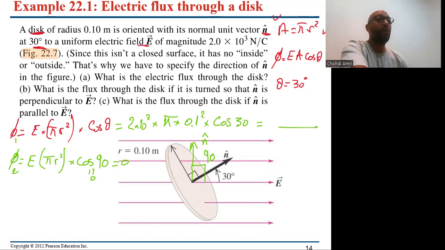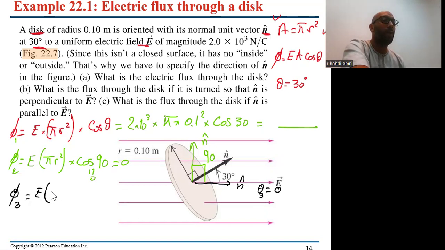Question C. In question C, he said, what is the electric flux through the disk if N is parallel? So the third case, N is parallel to the electric field. What's the angle between the electric field and the normal to the surface? In this case, theta 3 will be 0. Flux 3 is E multiplied by A, that means pi r squared, multiplied by cosine 0. Cosine 0, as you know, is 1, so we can write directly E multiplied by pi r squared.